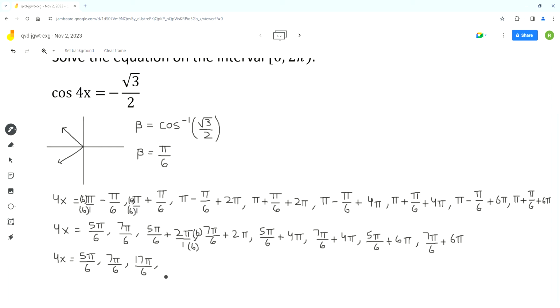Now we'll do the same thing for 7 pi over 6 plus 2 pi. The common denominator is 6, so this will become 12 pi over 6. So 12 pi plus 7 pi is 19 pi over 6. So we'll continue the step with 5 pi over 6 plus 4 pi. The denominator of 4 pi is 1, so the common denominator is 6. We'll multiply the numerator and the denominator by 6. So it becomes 24 pi over 6. So 24 plus 5 is 29 pi over 6.